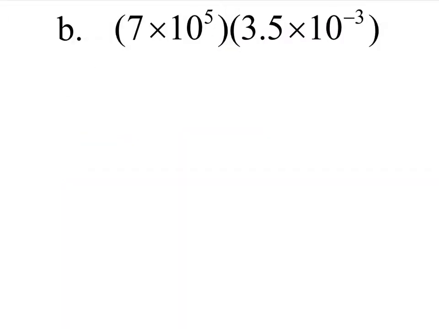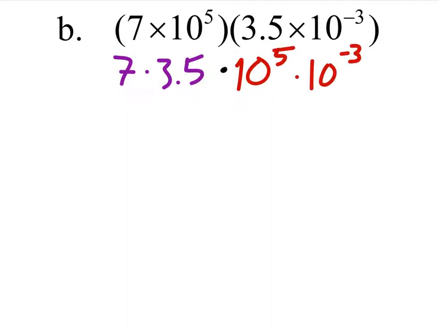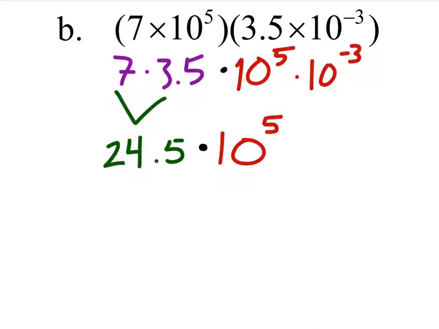So, once again, I'll rearrange these. So I got 7 times 3.5. And then we'll multiply the base 10 values. 10 to the power of 5 times 10 to the power of negative 3. And I'm going to add the exponents. So 5 plus negative 3, which would just give me 10 to the power of 2, because that is 5 minus 3, really.